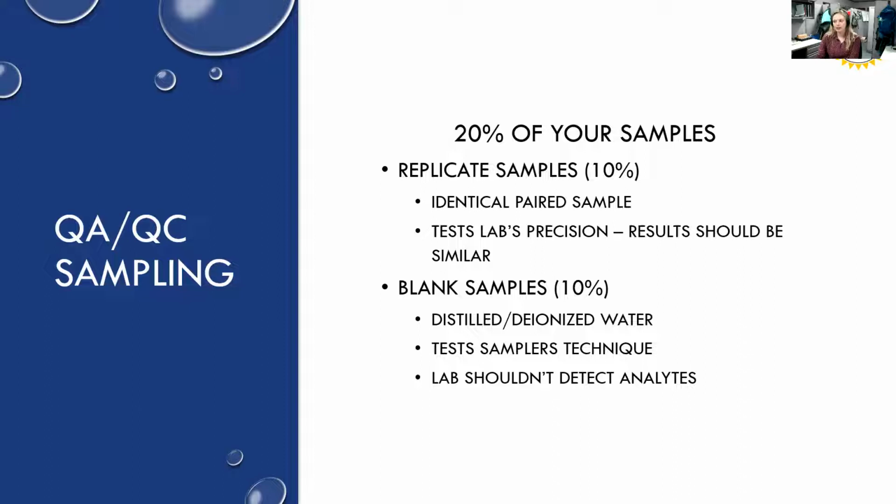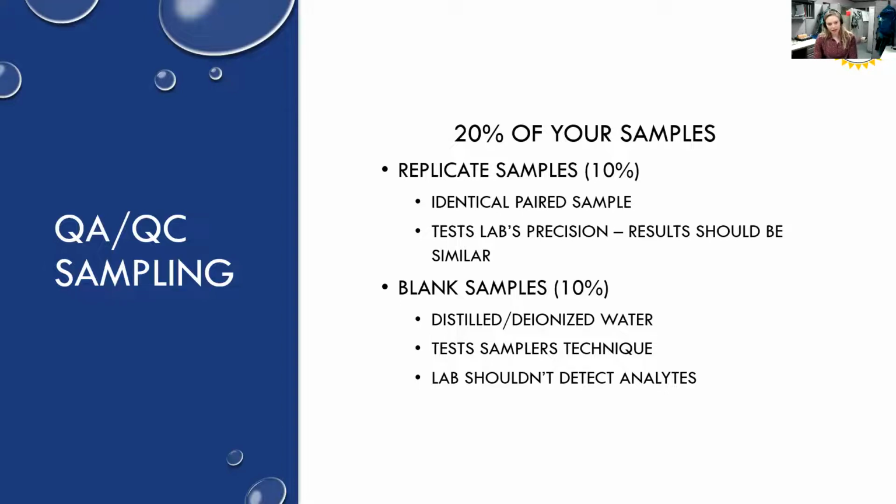And then the other type of QAQC sample is a blank sample. That has to be the other 10% of the QAQC samples. That's just a bottle filled with distilled or deionized water. You don't have to do anything else with it. Send it in with the rest of them. And this is to test the sampler's technique. The lab shouldn't detect anything in there other than just plain water. So the blanks make sure that there's no contamination during sampling or during the lab analysis.